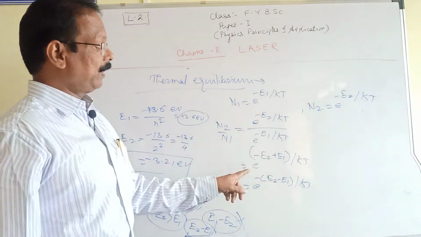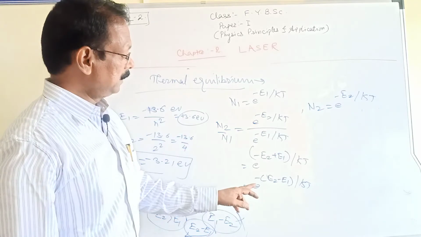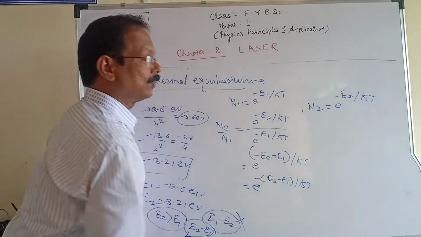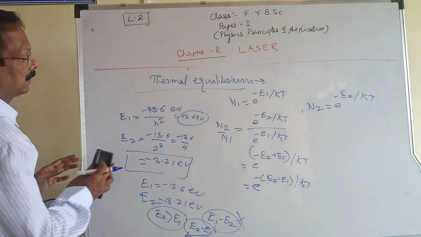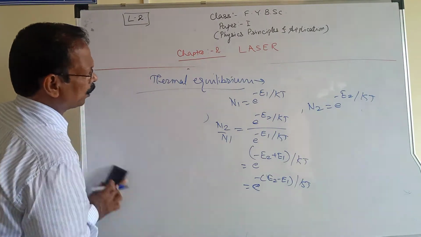That's why we have to make some changes here. We take the negative sign outside the bracket, and the equation becomes e raised to minus (E2 minus E1) upon kT. This is nothing but the ratio of the population in the higher energy level to that in the lower energy level.